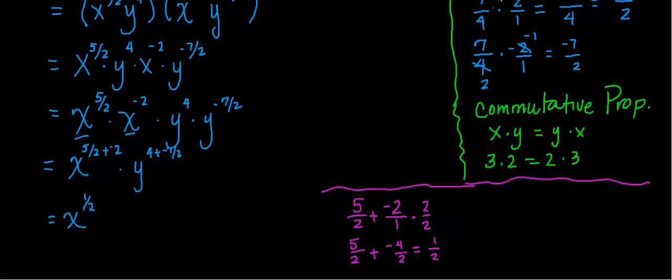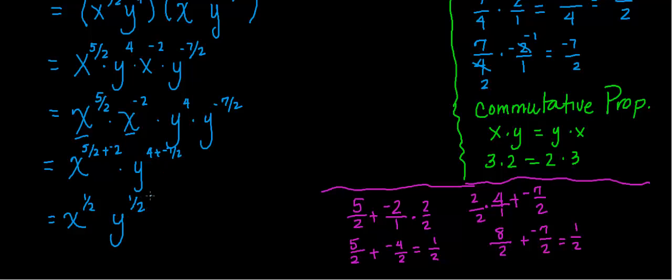Now let's do y. For y, I have 4 plus negative 7/2. So I need a common denominator. The common denominator is 2. This one already has the common denominator. This one has a denominator of 1. To change this denominator into a 2, I would have to multiply the numerator and denominator by 2. So this becomes 8 over 2 plus negative 7 over 2, and that equals 1/2. So this becomes y to the 1/2 power. And you're done. x to the 1/2, y to the 1/2. This is your final answer.